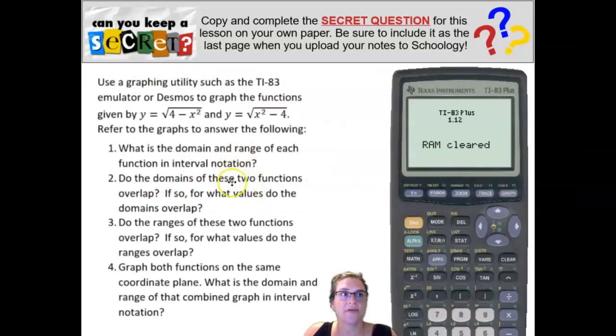And okay, so this brings us to the secret question for lesson 2, and that's asking us to use a graphing utility such as the TI-83 emulator, like what you see on the screen here, or you could use Desmos or GeoGebra. Whatever graphing utility you're comfortable with, you're going to graph these two functions and then refer to those graphs to answer these 4 questions for your secret question.